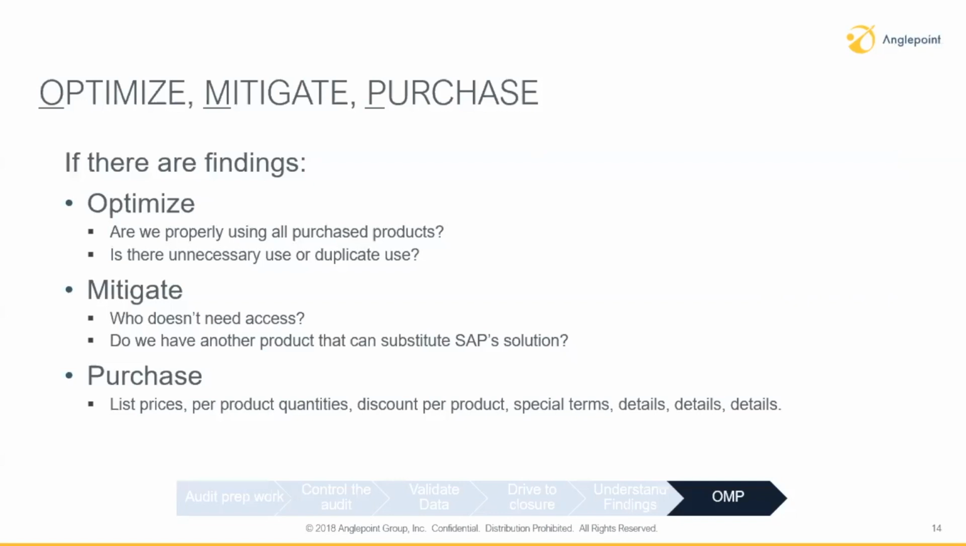Excellent, thanks, Ben. So with that kind of concludes our approach, right? What we recommend, right? You want to do that audit prep work. You want to control the audit. Make sure you're in the driver's seat. That should be an overarching theme for how to prepare for an SAP audit: control. The licensee controls it, not the publisher. Validate the data, drive to closure, and understand those findings. Ultimately, if there are findings, optimize, mitigate, then purchase. So with that, hopefully that supports a very successful audit process in your organization.